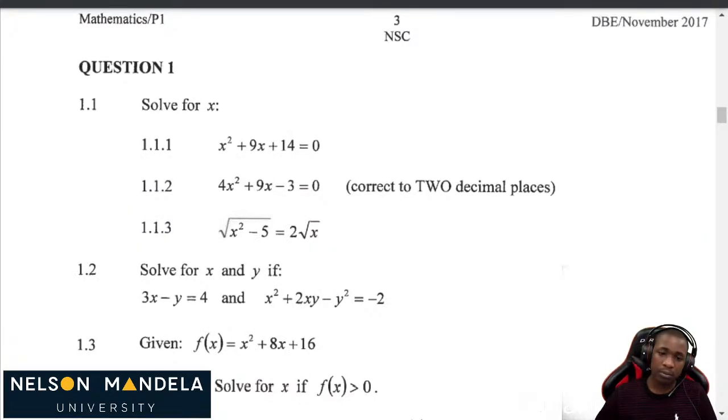Now let's move to 1.1.3. We are given square root of x squared minus 5, which is equal to 2 square root of x. The way we solved this question earlier still stands. First, when you're given this scenario, you have to square both sides. Then the square and the square root cancel each other. We'll be left with x squared minus 5. When we square this side, this will be 4x.